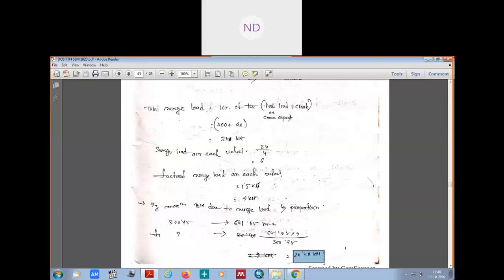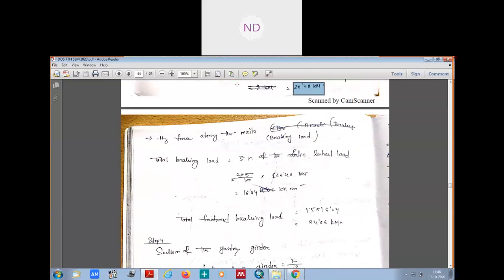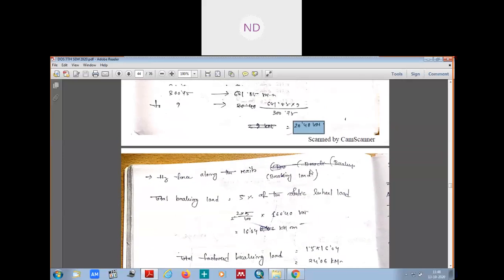So now we have calculated the surge load. Now one more load was there, which was the braking load. The surge load was transverse to the rails, but this is the longitudinal horizontal braking force, which is parallel along the rail sections. So the total braking load will be how much? 5% of the static wheel load we have.